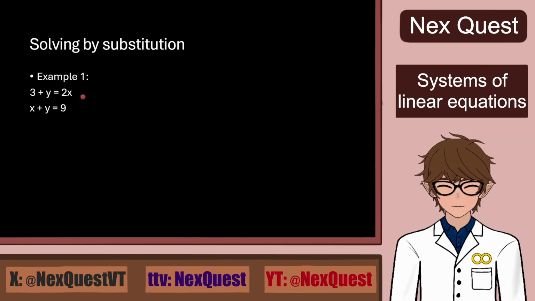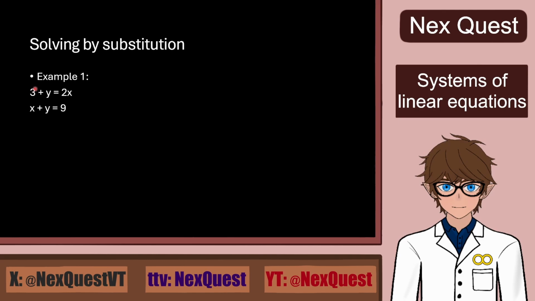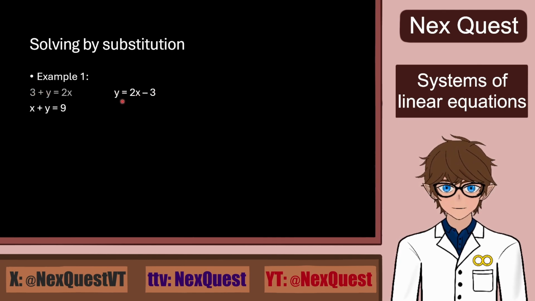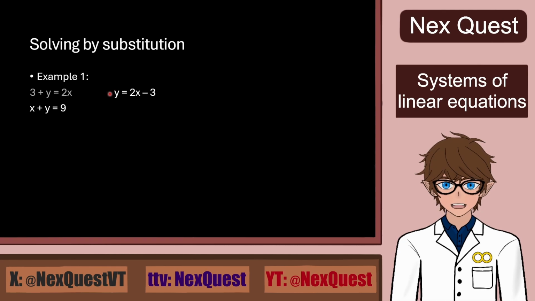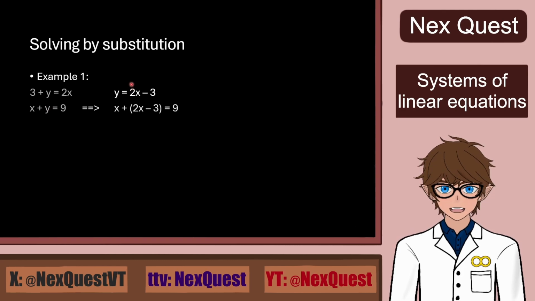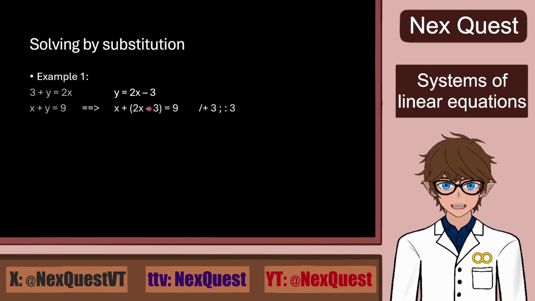Now, we have two equations. 3 plus y is 2x, and x plus y is 9. So let's solve for y in the first equation. I move 3 to the right, and we have this isolated y value. So we plug it in instead of this y value. So this would take the form of x plus, and now instead of y, we copy the right side of this equation, equals 9.